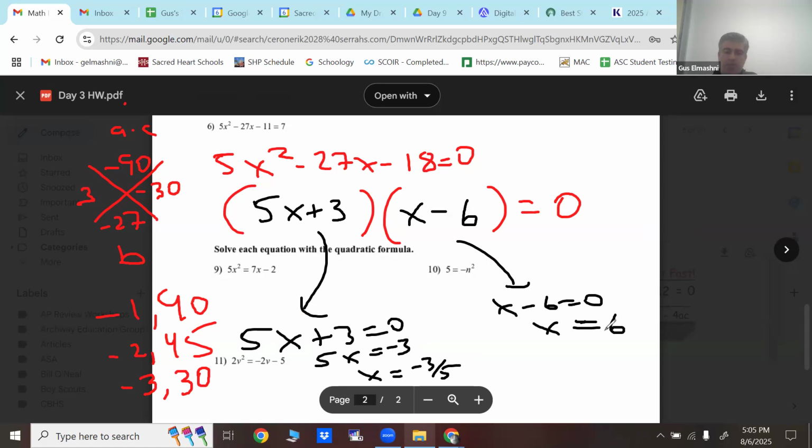You get those two answers. 0 and 6. Yeah, x equals 6, x equals -3/5. Oh, okay then.